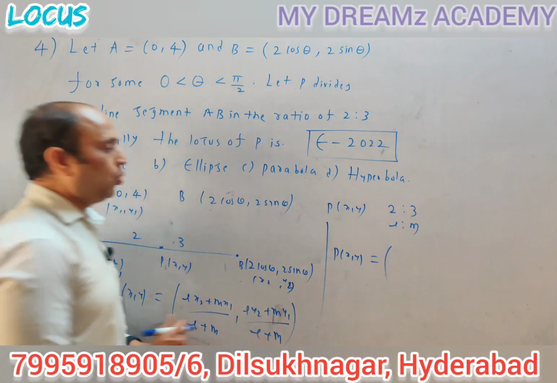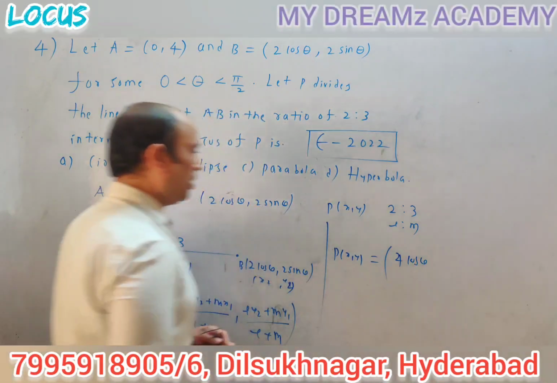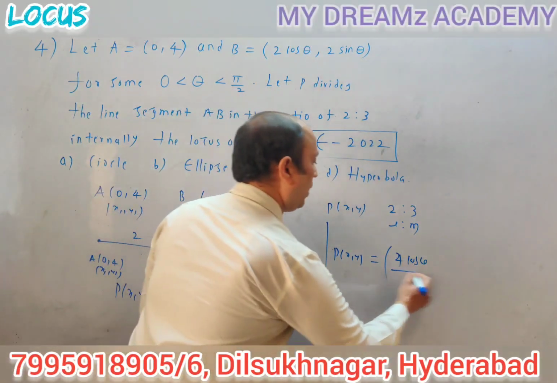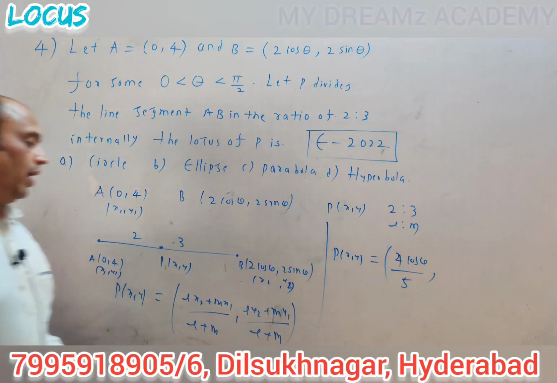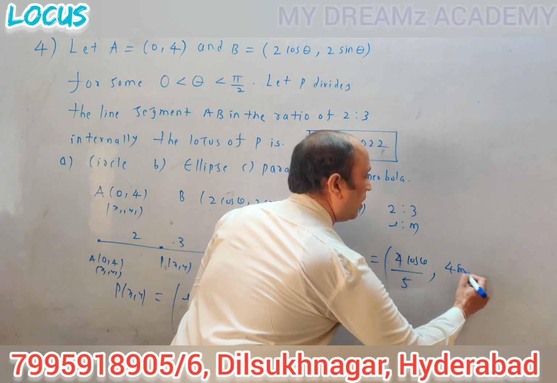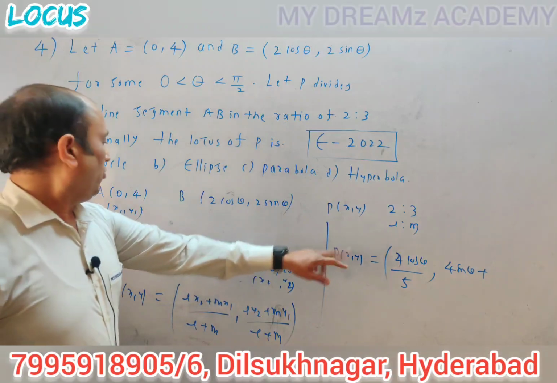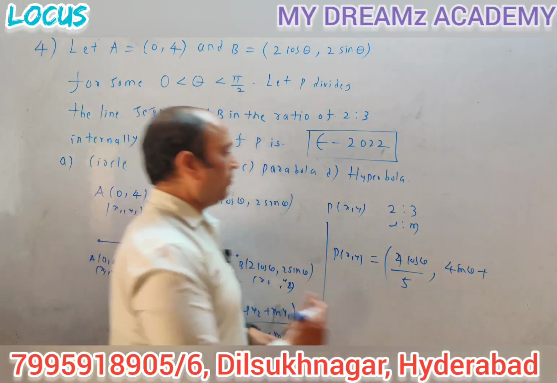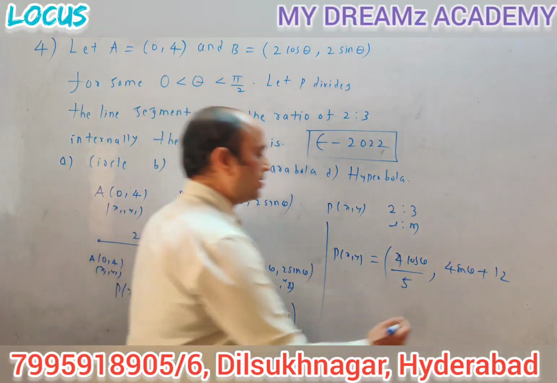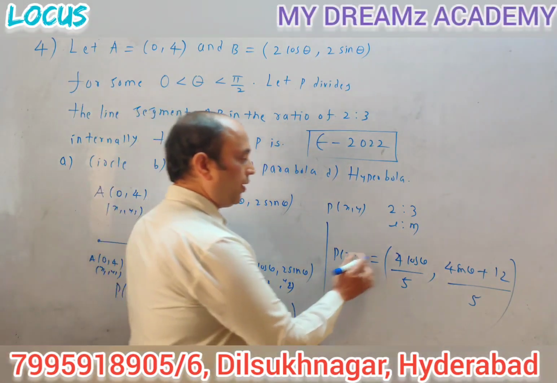L is 2, x2 is 2 cos theta, so 2 into 2 cos theta, that is 4 cos theta, plus mx1, and mx1 is 0, by L plus m. Then Ly2, that is 4 sin theta, plus my1, by L plus m. So L plus m is 5.